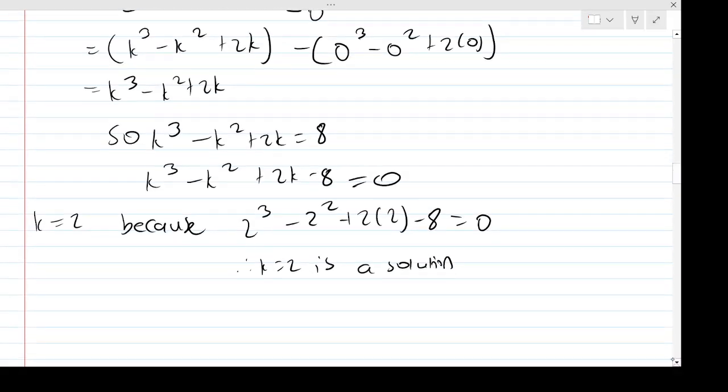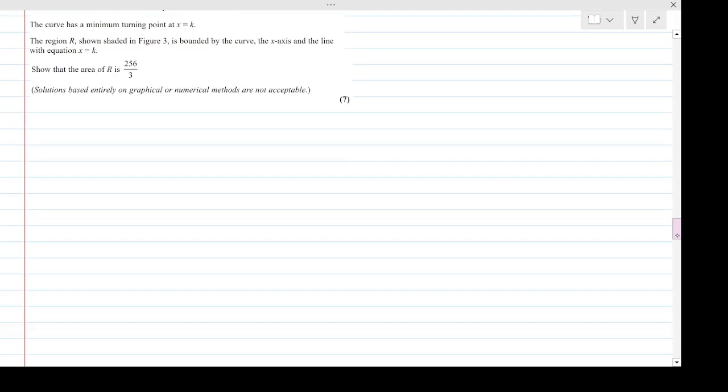Okay, that's really it, okay? So there we are. That's the value of k. So you can work backwards, right? We can work backwards. If we're given the area, we can use integration to work out a missing limit, right, as we just saw there.